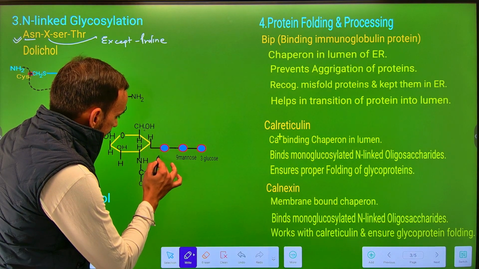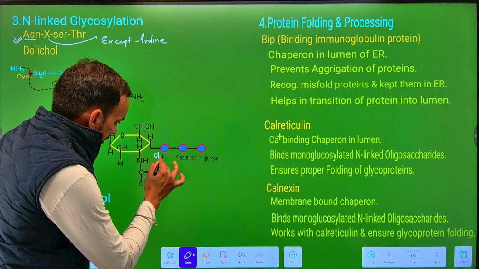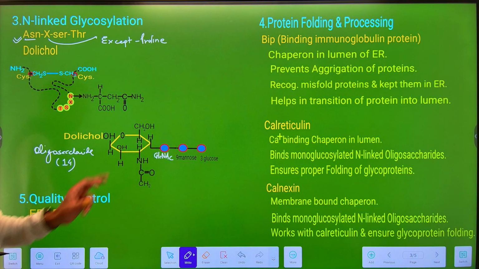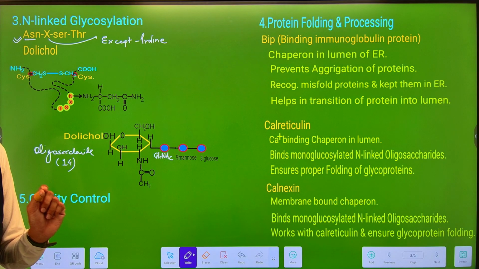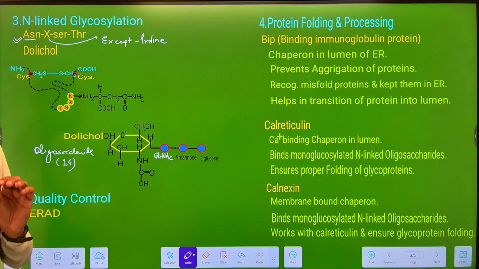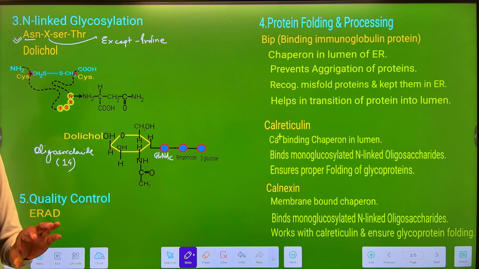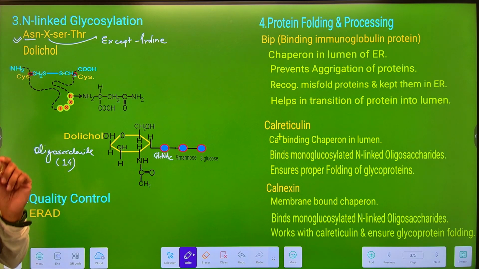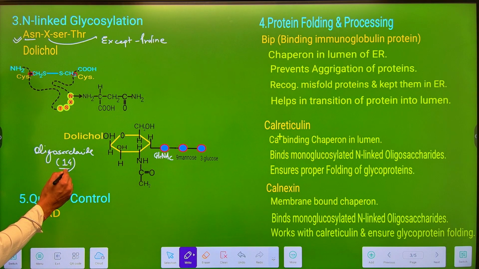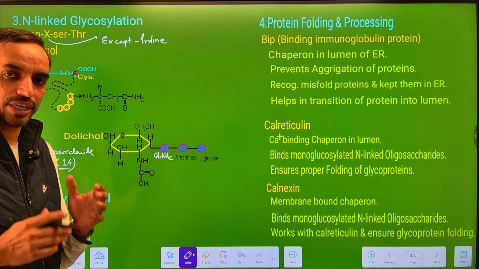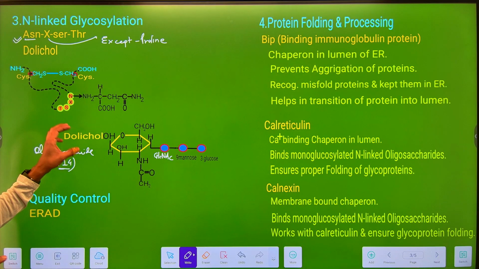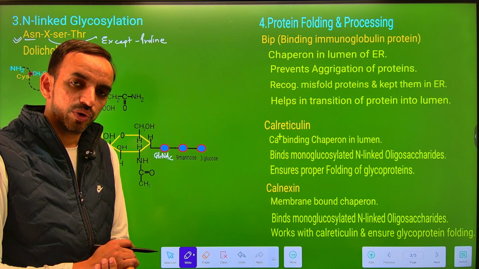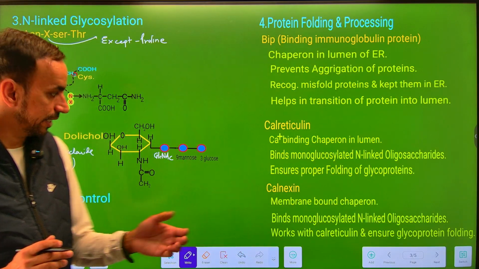There is another N-acetyl glucosamine monomer, followed by 9 mannose monomers, followed by 3 glucose monomers. So the total number of monomeric units, if we calculate, is 3 plus 9, that is 12, plus 2 N-acetyl glucosamine, so there are a total of 14 monomeric sugars that together form an oligosaccharide on the dolichol. The dolichol provides the surface for the synthesis of this 14-monomer oligosaccharide.